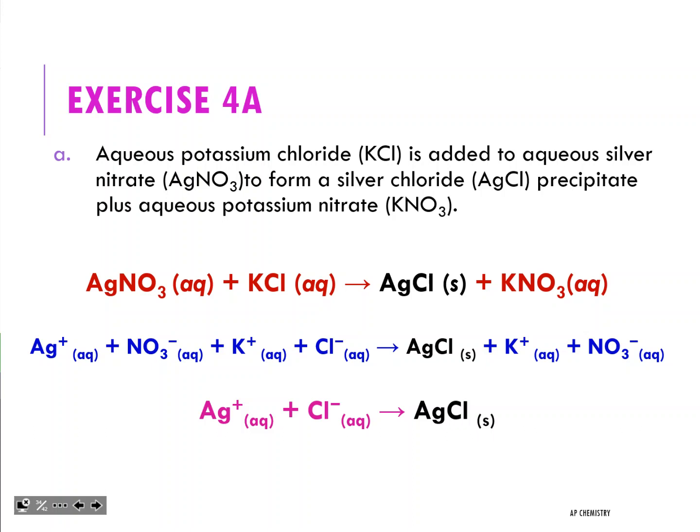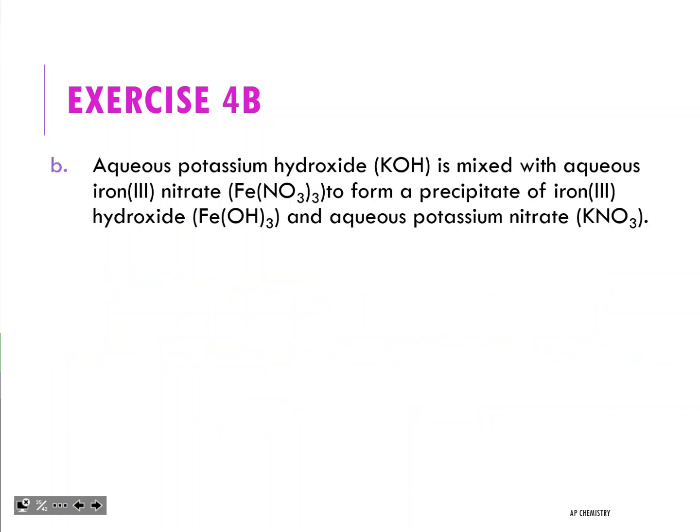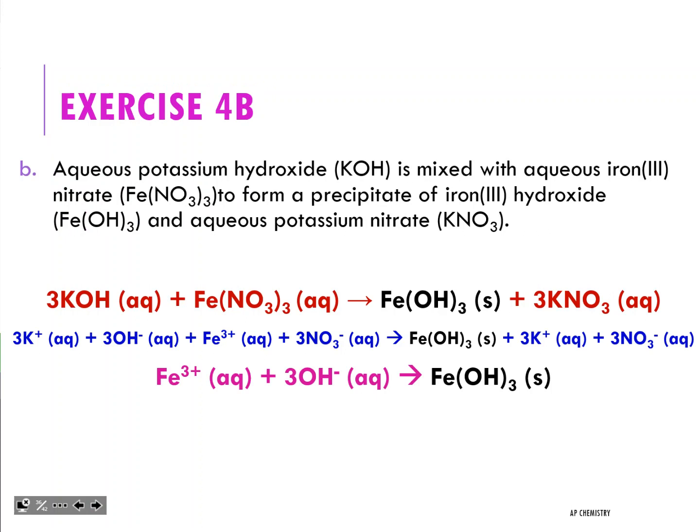The next one, though, was not 1 to 1 to 1. So you have to remember to originally balance the molecular formula equation before you start doing anything else, because you need 3 potassium hydroxides, 1 iron 3 nitrate, and you'll get your iron 3 hydroxide and 3 of the potassium nitrates. Once again, you see here the ones that are spectating happen to be the potassium and the nitrate. The hydroxide and the iron ions are the ones that are actually forming a bond and creating the precipitate of iron 3 hydroxide.